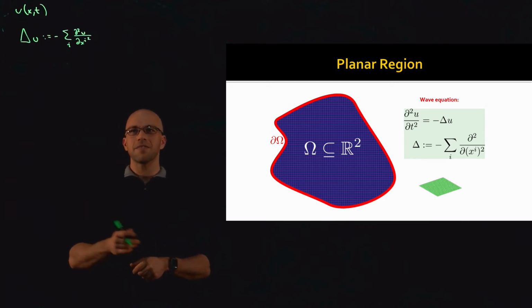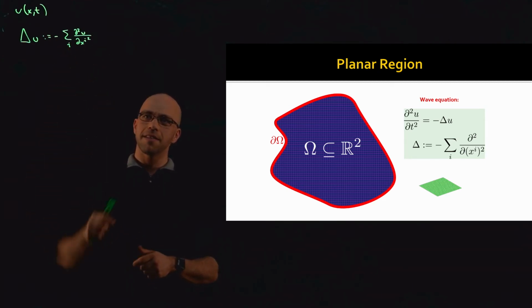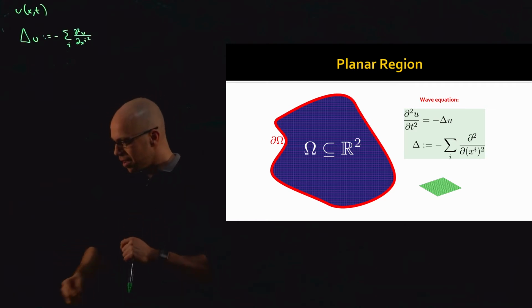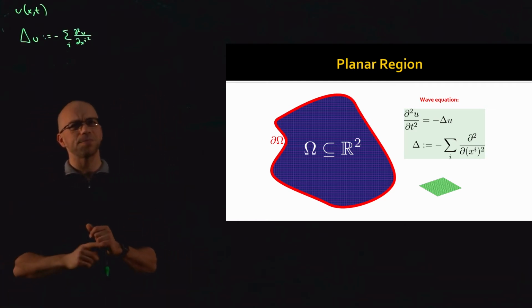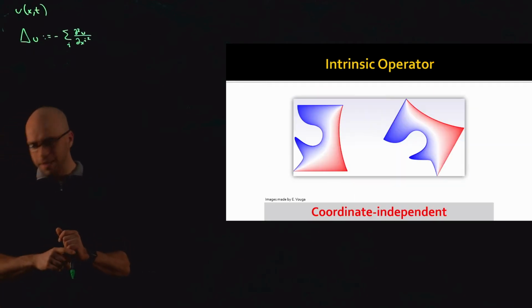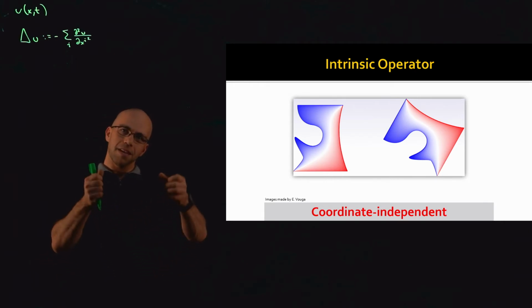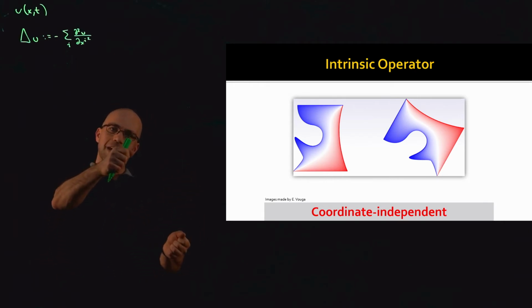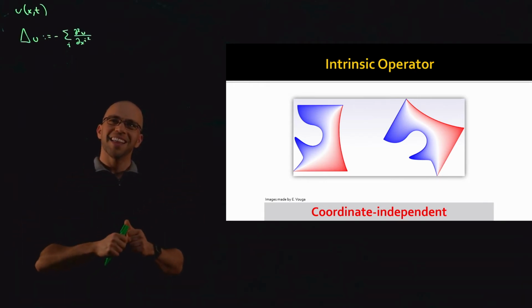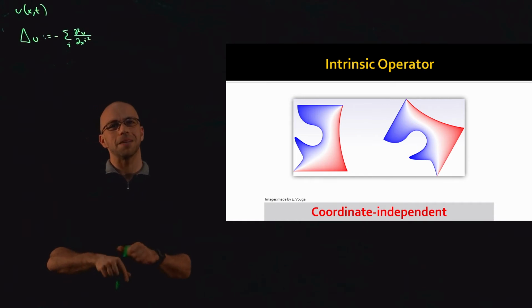But this form of the Laplacian depends very carefully on the set of axes that I've chosen to do my computation in, which isn't great. So here's one useful property, which is that the Laplacian is an intrinsic operator. Essentially what that means is that if I rotate my domain and my function along with it, then the Laplacian doesn't change, as long as I account for the changing coordinates.